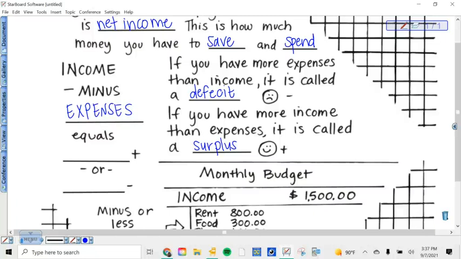If you're in the negative, what is it? Deficit. And if you're in the positive, surplus. So income minus expenses either gives you your surplus or your deficit.